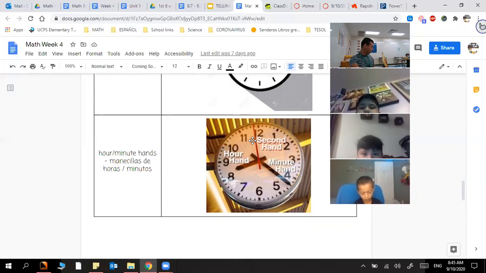And there are some other clocks, like the one on your screen, that have the second hand, okay? And that is the one that keeps going, going, and going. That is the one that we see moving a lot, and that is only counting the seconds, okay? But if we know that the long one, la más grande, es la de los minutos, minutes, and the short one, la pequeñita, es la de las horas, hours, we are going to tell time easily, okay? Let's keep going.